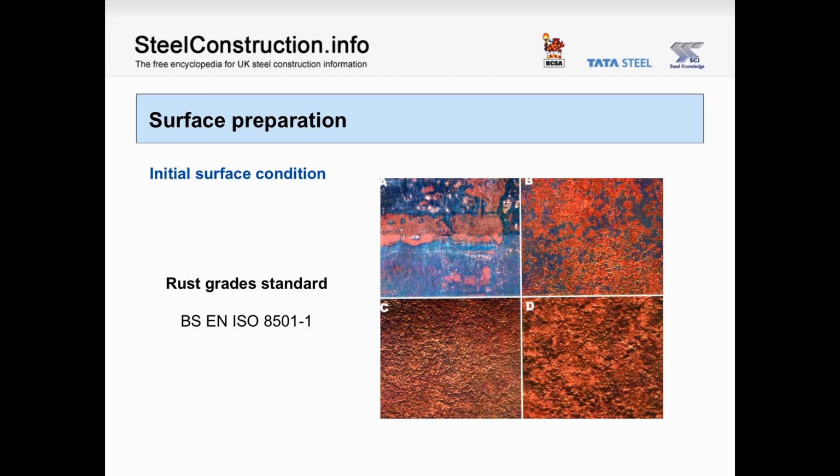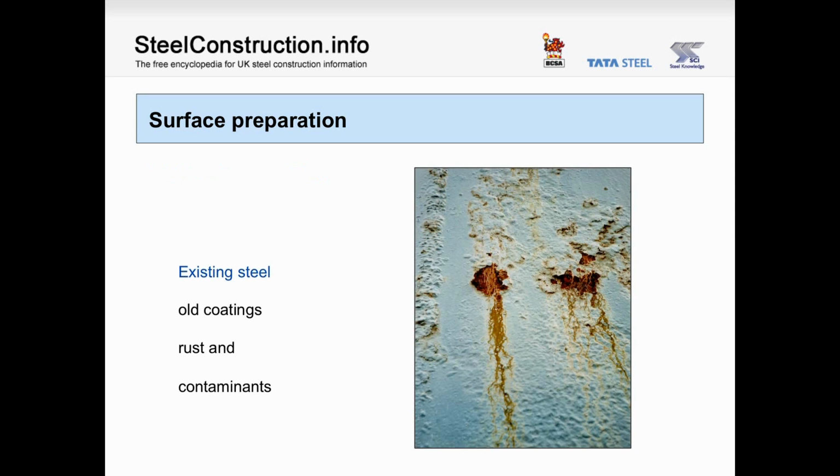The initial surface of new steel normally complies with either rust grades A or B. Material that is pitted, therefore rust grades C and D, should be avoided if possible, since it is difficult to clean all the corrosion products from the pits during surface preparation. For existing steelwork, as well as rust, there may be old coatings and contaminants that would also have to be removed.